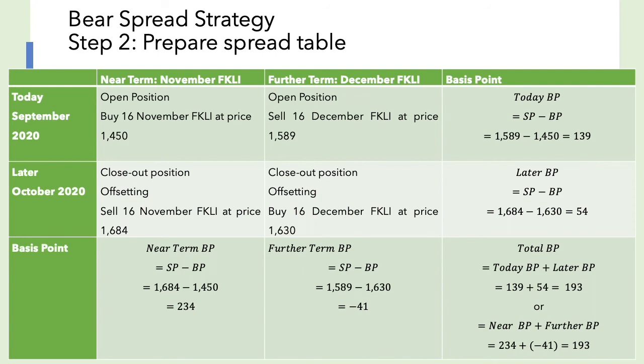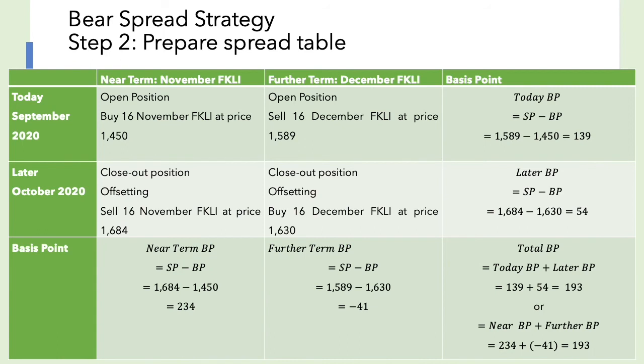Then you need to calculate the basis point for the spread table. You can calculate based on time or based on contract. If you calculate based on time, today's basis point is the selling price 1589 minus the buying price 1450, so you get positive 139. And for the later basis point, you sell at 1684 minus buy 1630, you get positive 54. So you sum up, you get 193.